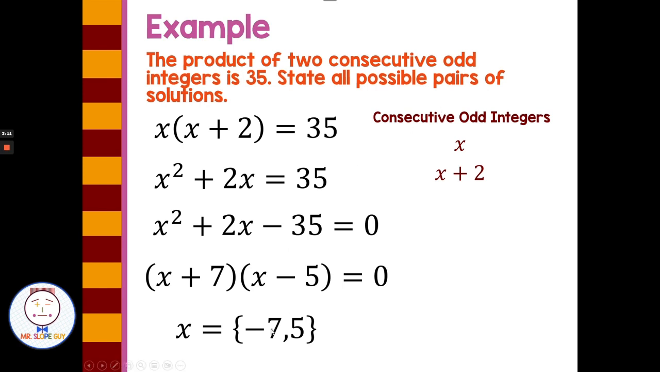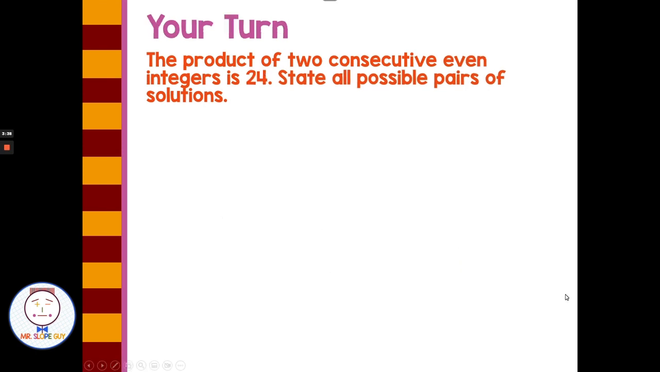If negative 7 is my first number, I'd have negative 7 plus 2, and I'd get negative 5. So negative 7, negative 5. Or if 5 is my first number, I have 5, and 5 plus 2 is 7. So all of my possible pairs of solutions are negative 7, negative 5, and positive 5, positive 7. Make sure you have both answers listed there. Okay, you try this one on your own and see how you do. Pause the video and come back and we'll check your work.